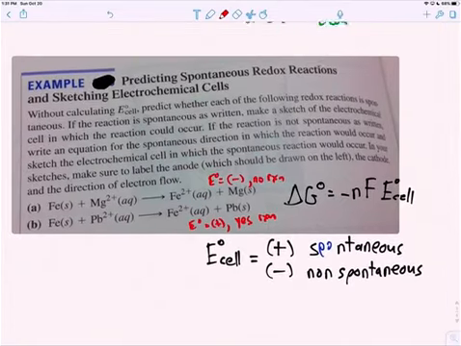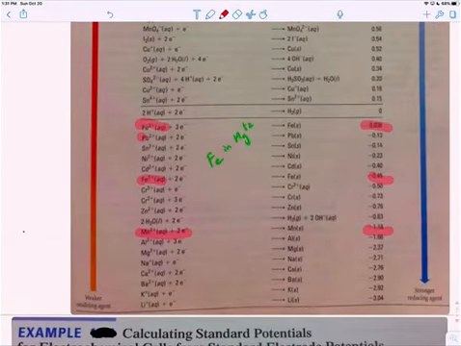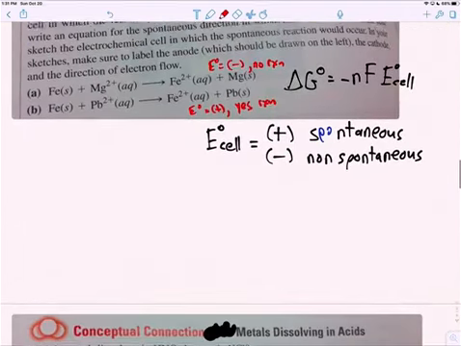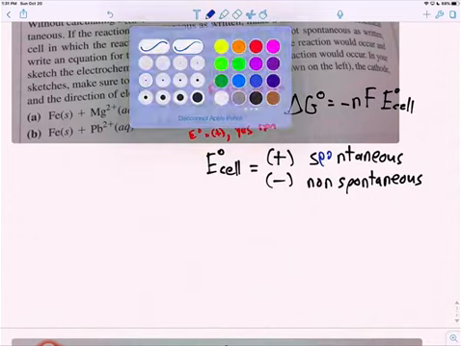Now let's look at iron and lead plus 2. Here's lead plus 2. So now in this case, iron can go to iron plus 2 and then give 2 electrons to lead. So actually in this case, the E0 is positive. So yes, this chemical reaction can happen. It will in fact work out.